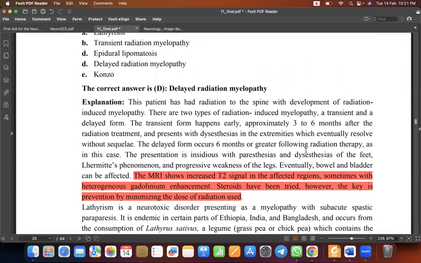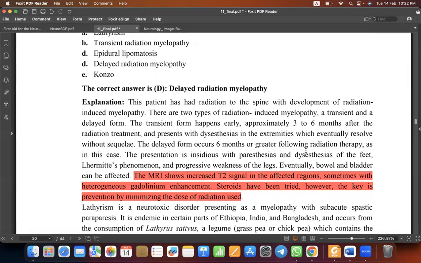The patient had radiation to the spine with the development of radiation-induced myelopathy. There are two types of radiation-induced myelopathy: transient and delayed. The transient type appears about 3 to 6 months after the radiation treatment. The patient presents with dysesthesia in the extremities, which eventually resolves without sequelae.